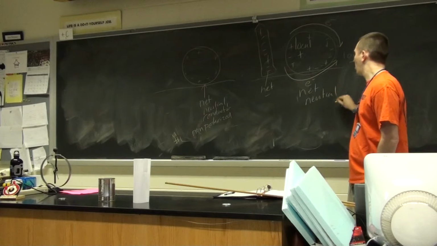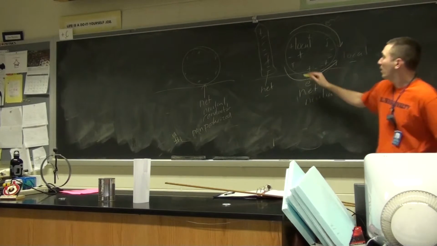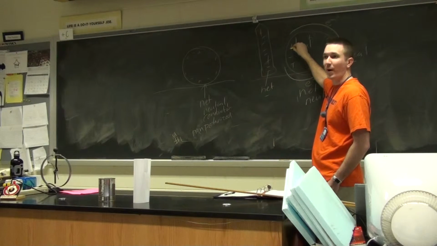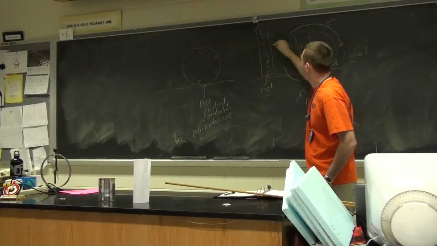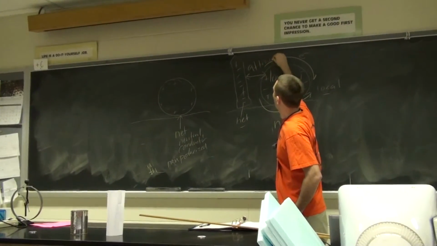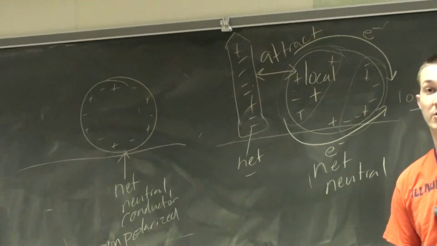Last thing we need to look at is what is the interaction that happens. Well, I have negative, and it's really close to a positive. It's going to attract. That's what causes the can to roll.